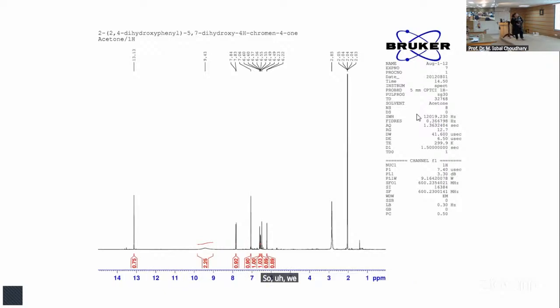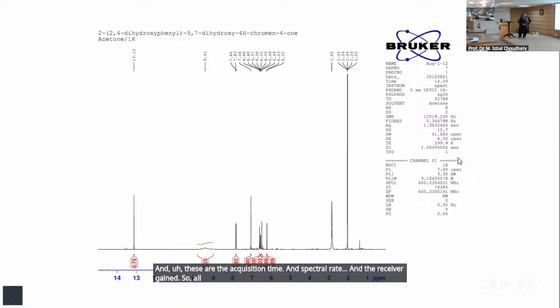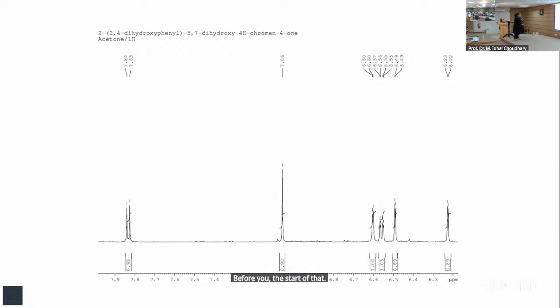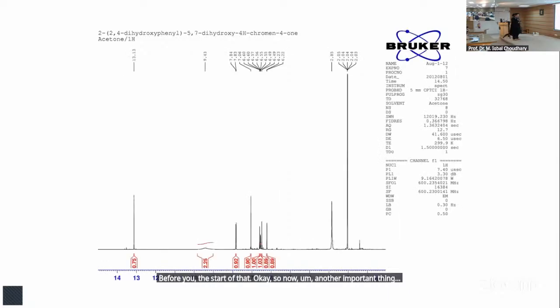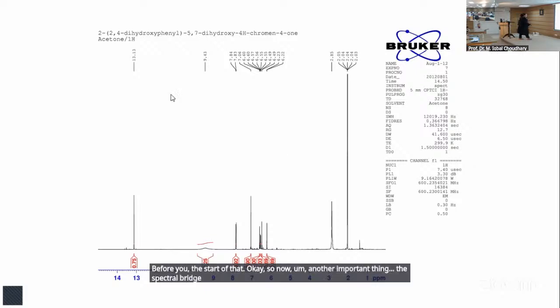Other than this, we usually use deuterated solvents. And these are the acquisition time and the spectral rate and the receiver gain. So all of this is to be optimized before you start. Okay, so now another important thing, the spectral width, that you have to define all this, right?